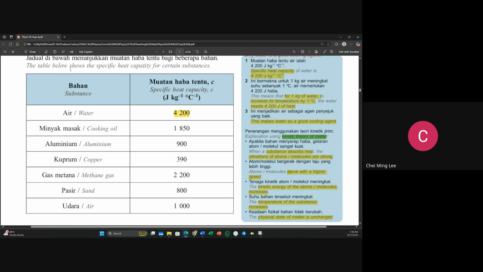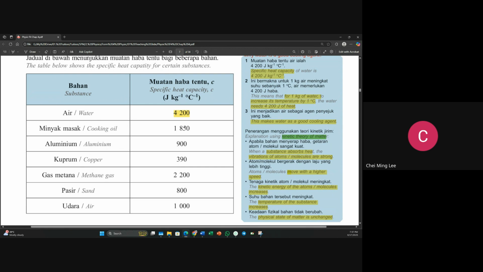Okay, now let's see the table of the specific heat capacity for certain substances. We have water, which is 4,200 joule per kg per degree Celsius. Cooking oil, 1,850. Why must this one be lower? It means that it can heat up easily. You want to cook something, fry something, so you need the temperature to get very high easily.